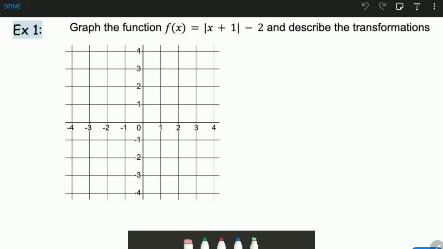In this video, we're going to be graphing the function, the absolute value of x plus 1, and then on the outside of the bars, we have minus 2. Then we're going to describe the transformations.